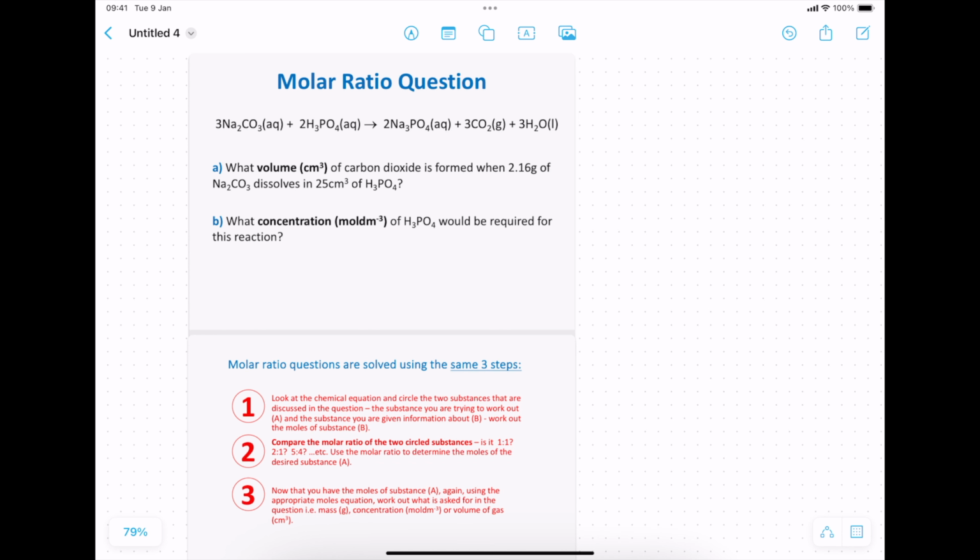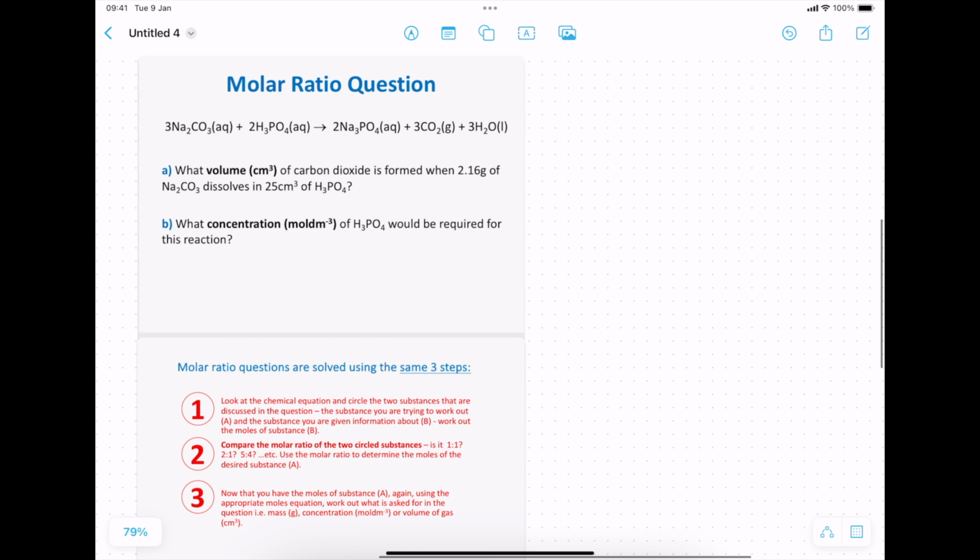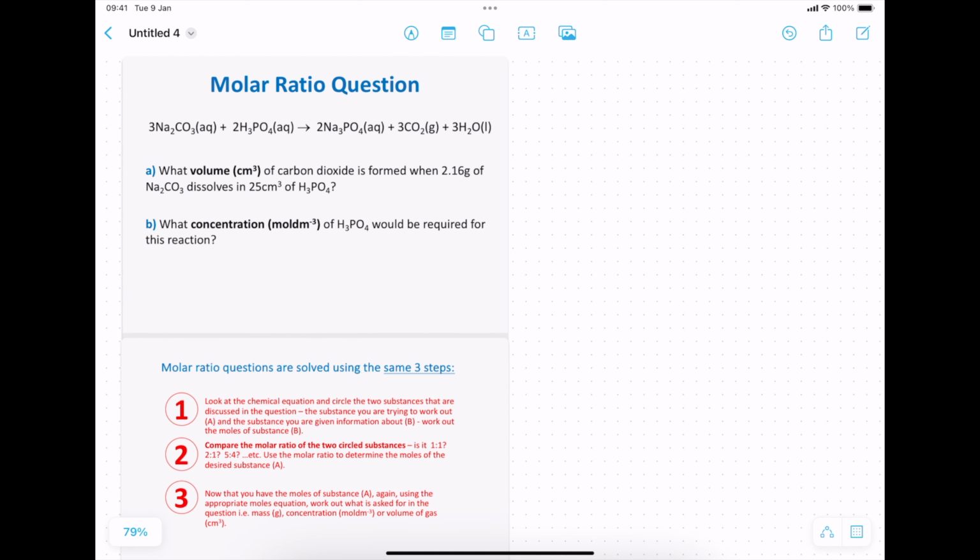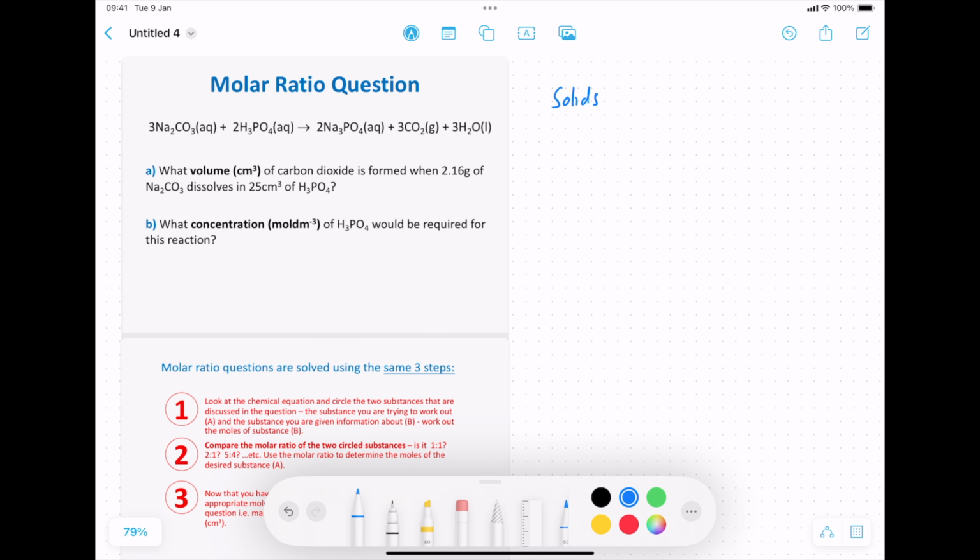So before we start the question, let's just lay out the formulas that we would be using. For solids, the formula is moles equals mass over RFM. Then for liquids, solutions, it is moles equals C times V.